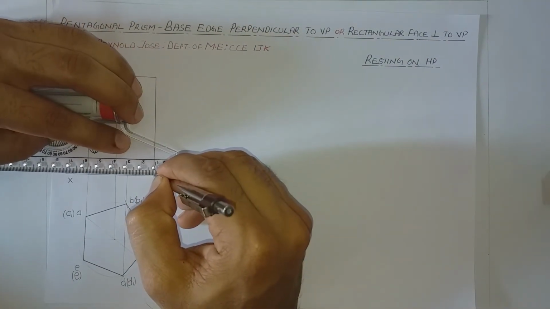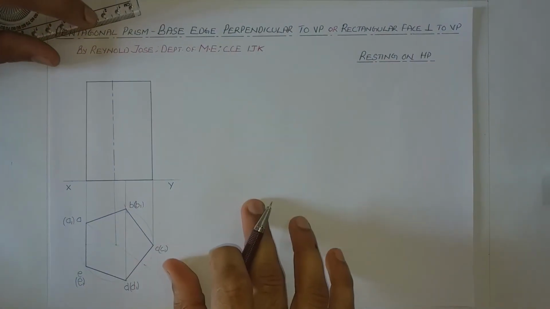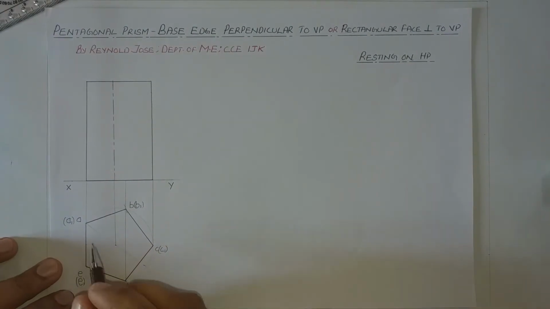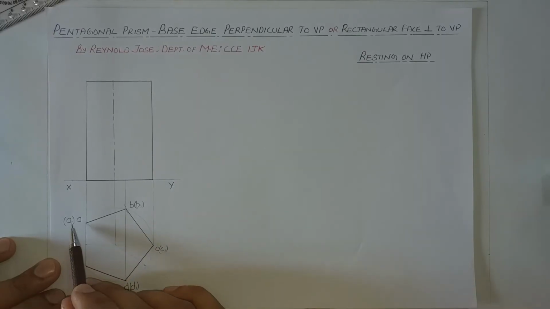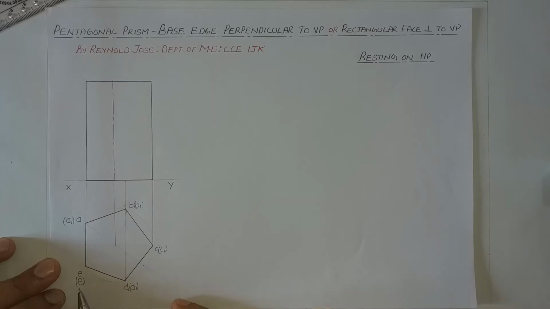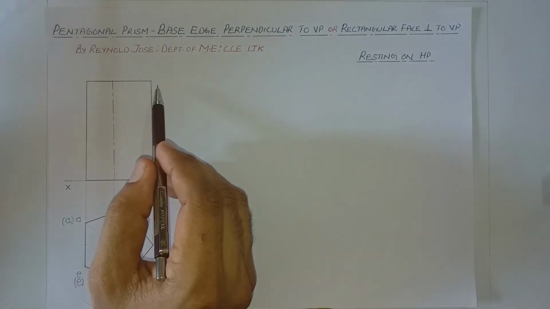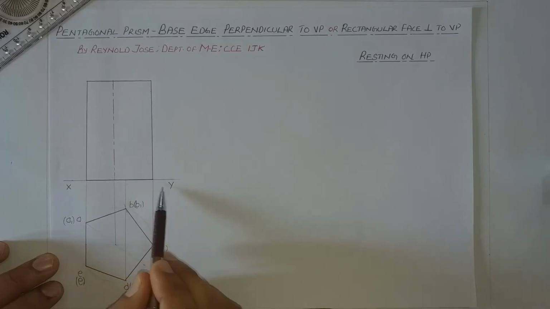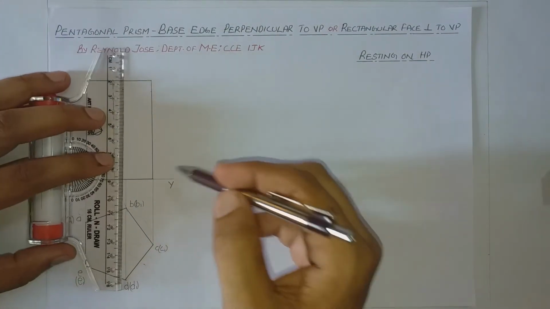So the outline of the front view of this particular prism is a rectangle, and we shall name it. Along the top we have A, B, C, D, E, and along the base it is A1, B1, C1, D1, E1. With respect to the front view, this is the top face along which we have A, B, C, D, E, and this is the bottom face along which we have A1, B1, C1, D1 and E1. So we shall mark those points in the front view.